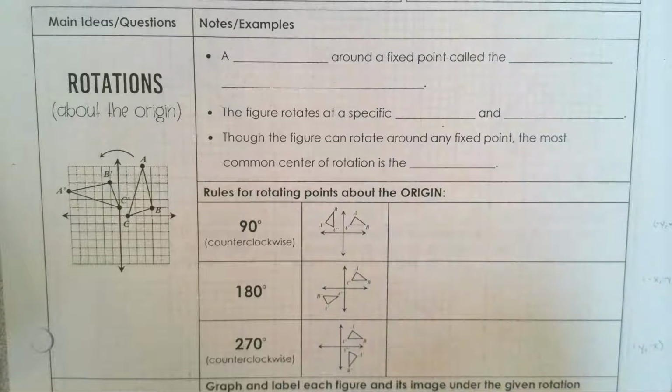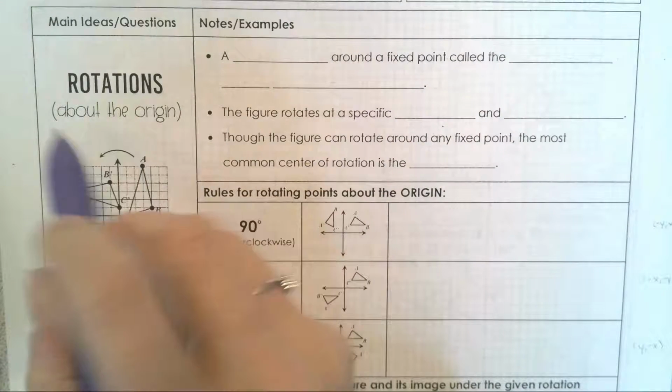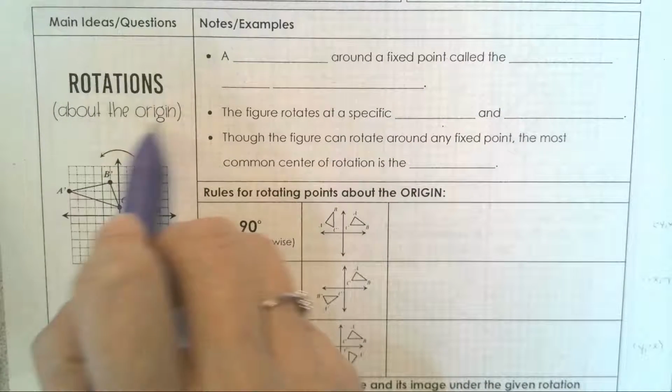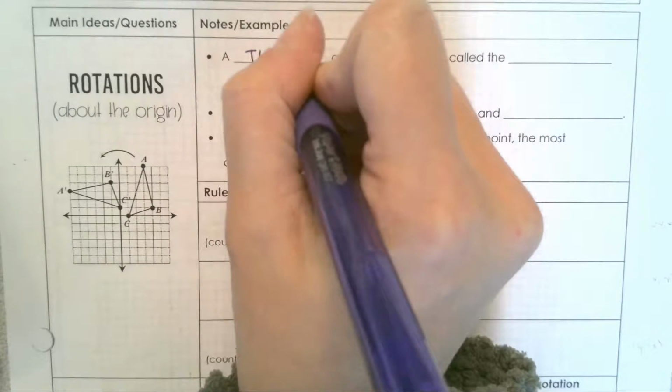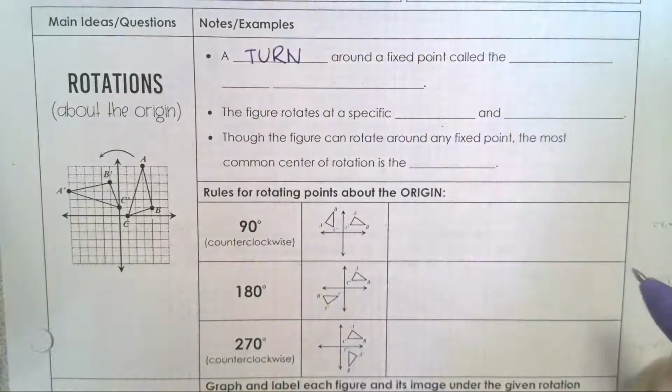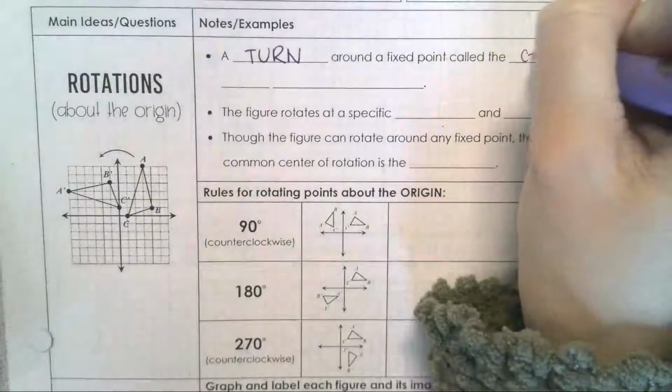Hey, today we're going to do rotations. So a rotation, we're specifically going to focus on rotations about the origin. So that's going to be a turn around a fixed point called the center of rotation.